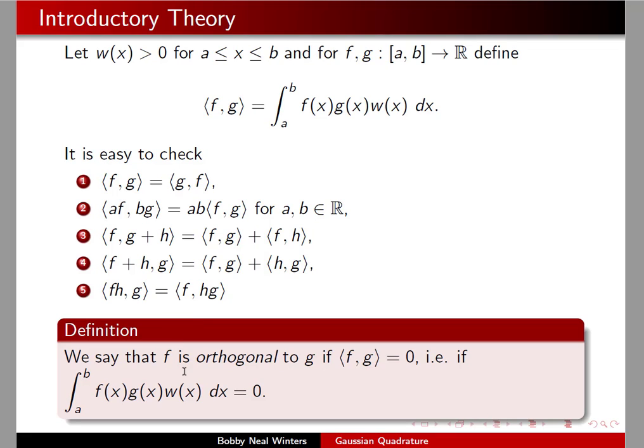Now this is all done in analogy to the inner product of vectors, or the dot product of vectors. We're going to say that f is orthogonal to g if the inner product of f with g is equal to 0. And again, that's exactly saying the value of this integral is equal to 0. Okay?